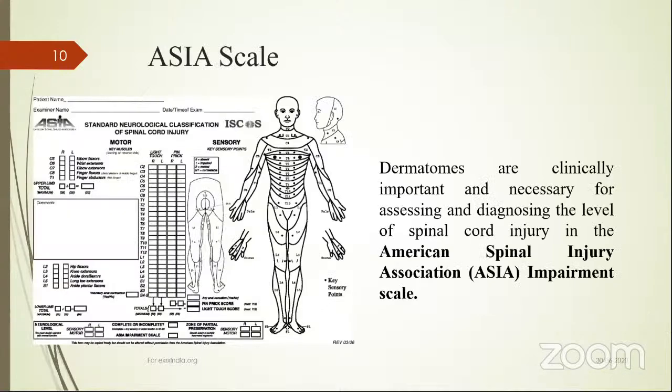Again, how it is important: the ASIA scale. You can see the ASIA scale throughout. Dermatomes are given more importance in this ASIA scale. You can see most of the pictures of dermatomes, anterior and posterior views, head, neck, and every sensory aspect. That is dermatome evaluation in the ASIA scale, to find the level of spinal cord injury and which category the spinal cord injury patients will come under.